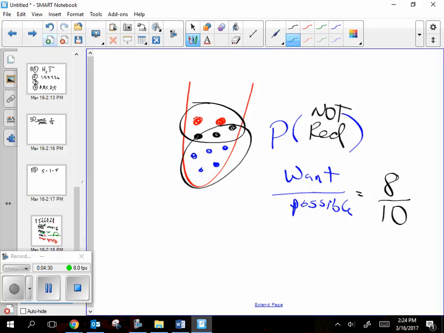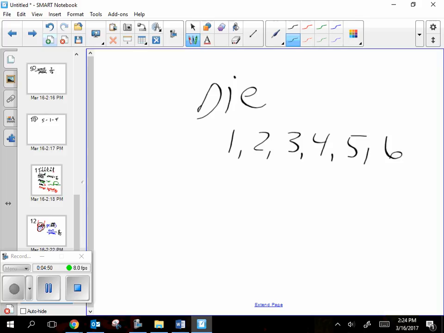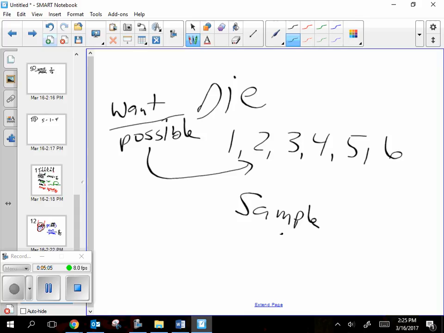The only other topic that was on the worksheet was sample space. If you're asked to give the sample space for, for instance, rolling a 6-sided die, then the sample space is all the things that could happen. What could happen if I rolled a die? I could get a 1, a 2, a 3, a 4, a 5, or a 6. So basically what you're doing here is listing all the things that could happen. I said it was what you want over what's possible. And what's possible here is called the sample space.